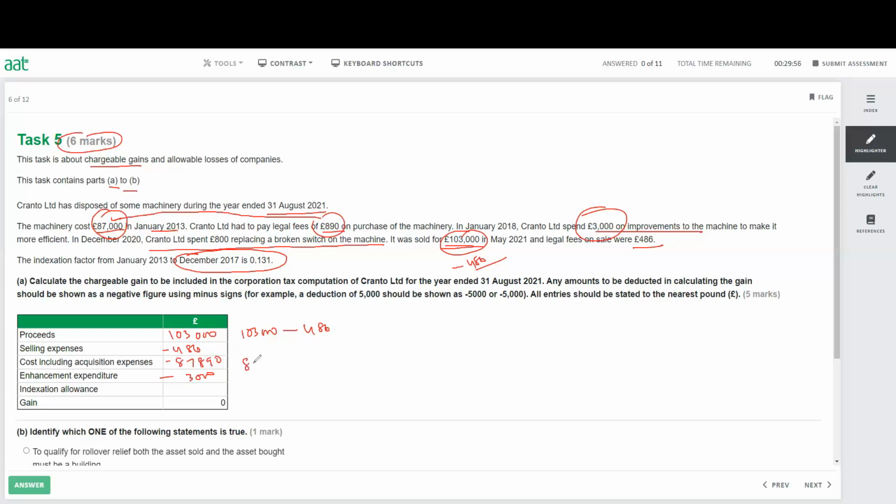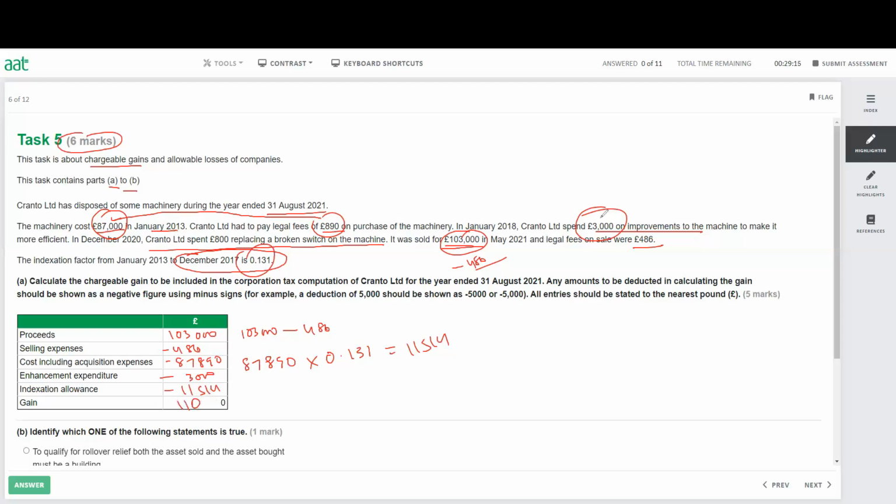So 87,890 times 0.131, and that will give you how much? 87,890 times 0.131, 11,514. So it will reduce your gain 11,514, and the gain will be 110.